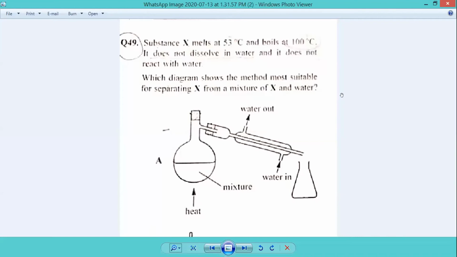Now, it does not dissolve in water and it does not react with water. So it will be separate from it, right? Because it does not dissolve, it will either settle at the bottom or maybe at the top. And it does not react with the water. Which diagram shows the method most suitable for separating X from a mixture of X and water? Now, this should be easy. Separation of such a mixture should be easy because it has not dissolved.